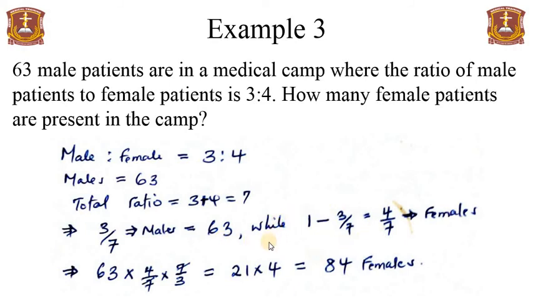If you want to find females, that is the fraction for males taken away from the whole, so we have 1 minus 3 over 7, or 7 over 7 minus 3 over 7, to get 4 over 7 for females. So you ask yourself, if 3 over 7 gives us 63, what about 4 over 7? You do some cross multiplication and end up with 63 times 4 over 7 divided by 3 over 7, which turns out to be multiplication by 7 over 3. So this is equal to 21 times 4, which is 84 females. Very simple ways of looking at this.